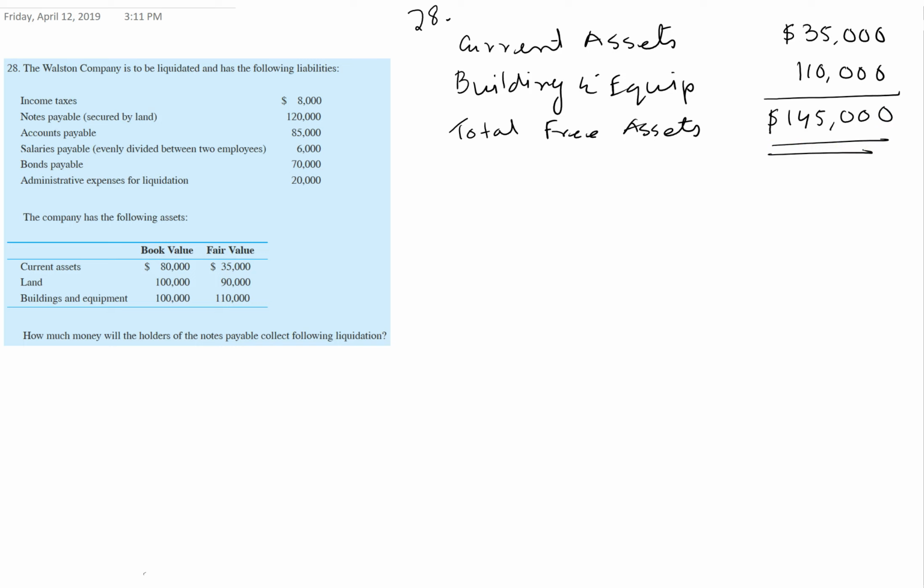Now we will check how we'll pay our liabilities. When you read the chapter, you learn that there are some liabilities that must be paid with priority. For example, administrative expenses, customer deposits, salaries payable, and of course income tax. For salaries payable and customer deposits, we have certain limits. Now look at the liabilities. We have income tax, we have salaries payable, and we have administrative expenses which occurred during the period of liquidation. We must pay these liabilities first, so you call them liabilities with priority. Let's check how much it is.